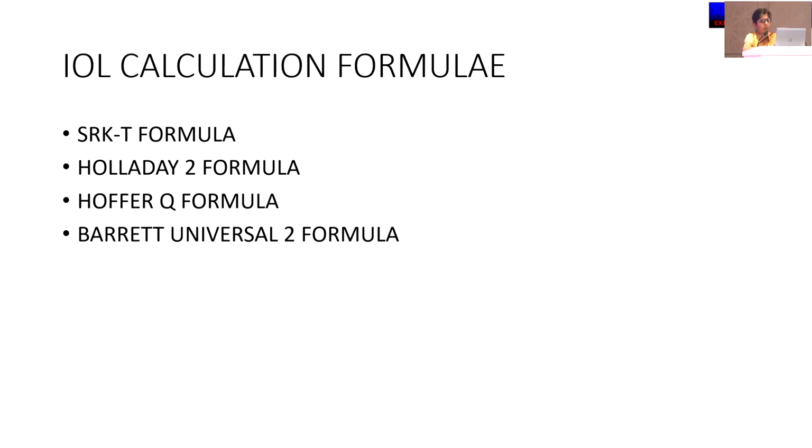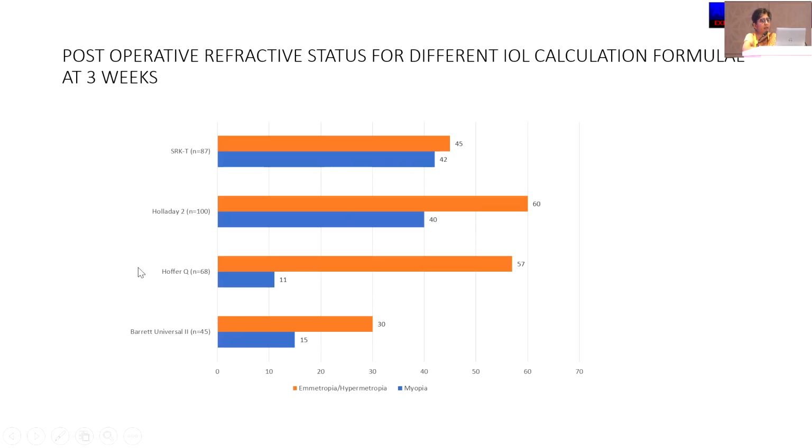So the next part of the study was on the formulae that we used: the SRK/T, Holladay 2, Hoffer Q, and Barrett 2. In short, I'll just tell you this, the orange is, blue is the myopia. So maximum, Hoffer Q was the best one, followed by Barrett 2, which was the most accurate formula we found in our study.